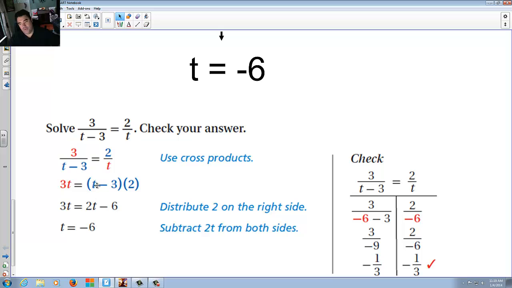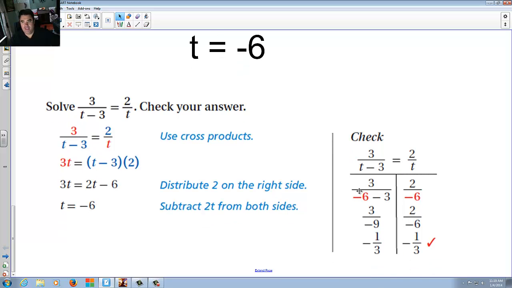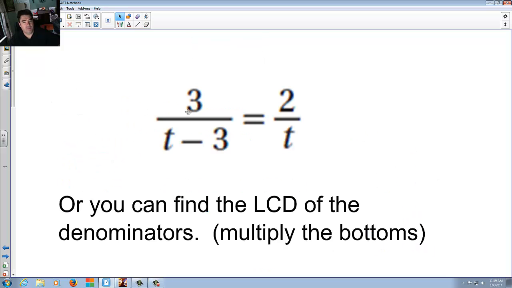How do you know it's true? Plug it back in. Plug in negative 6 here, negative 6 minus 3 is negative 9, and 3 divided by negative 9 is negative 1/3. Put negative 6 in here, 2 divided by negative 6 is also negative 1/3, so you know it works. Anytime you get an answer, plug it in to see.